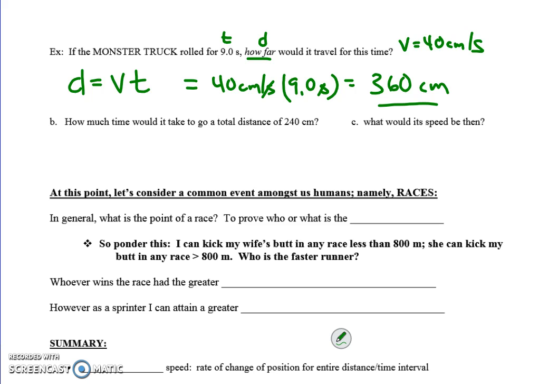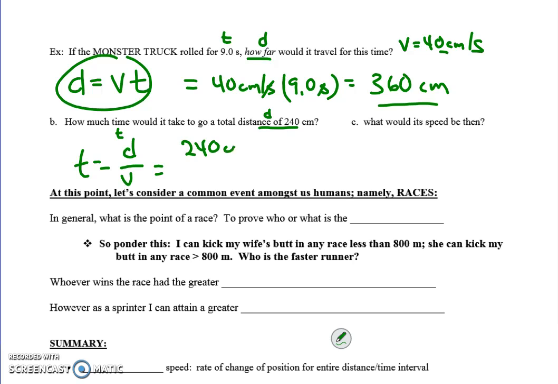Now, we have the power to predict. How much time would it take to go a total distance of 240 centimeters? So I'm looking for t. What do I know? I got distance, and I still have the same velocity, so I can use this equation here, or I can rearrange it and write time is distance divided by velocity. Distance is 240 centimeters divided by 40 centimeters per second. The centimeters cancel out. Seconds flips up top, and I get 6.0 seconds.